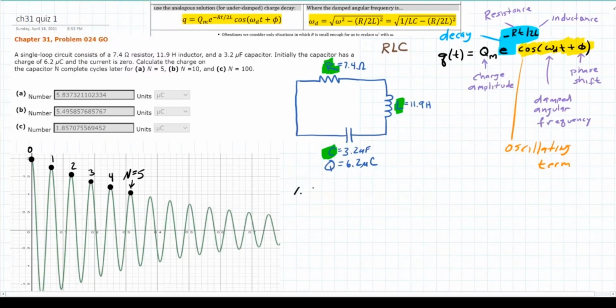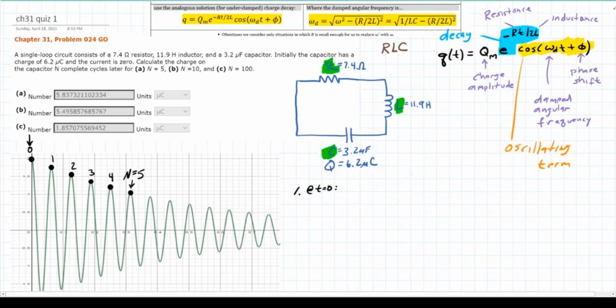Well, let's see. I'm going to take a look at what's going on at time equals 0. At time equals 0, I'm going to look at what's happening right here. At time equals 0, just when we start the stopwatch, the capacitor is fully charged.